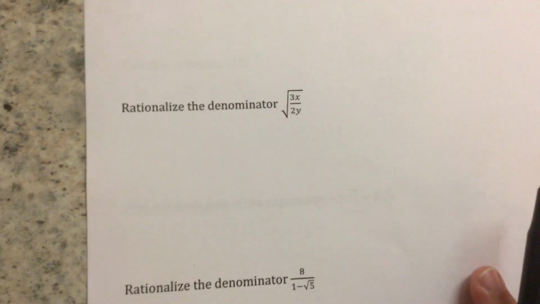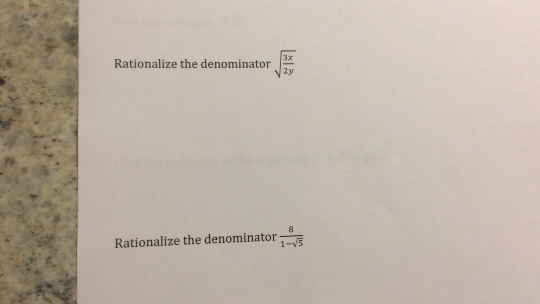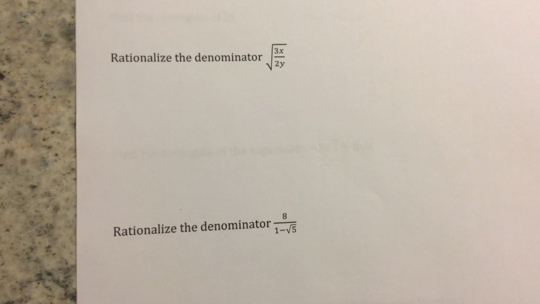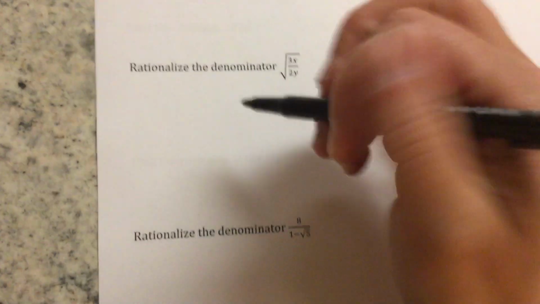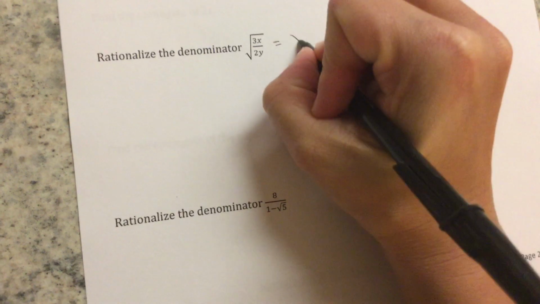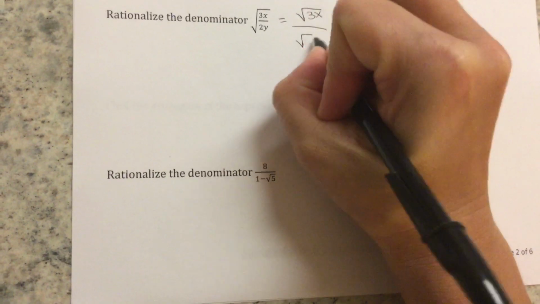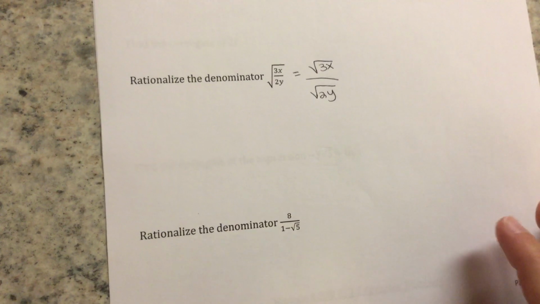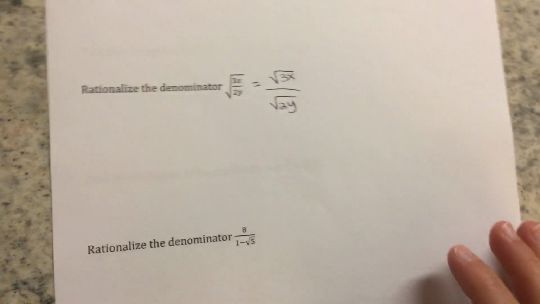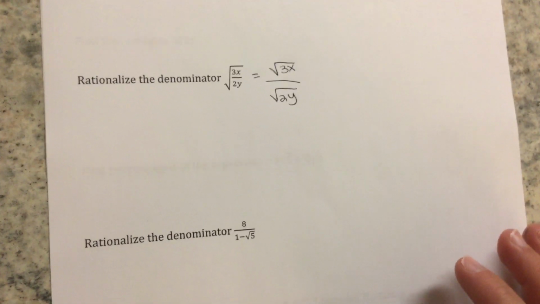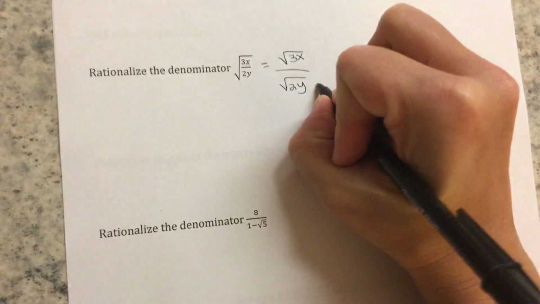Next question. Rationalize the denominator. I have the square root of 3x over the square root of 2y. So they're both underneath the radical, so I can split it up and write them separately under their own radicals. So I'm trying to rationalize the denominator. I'm trying to get rid of that radical in the denominator.